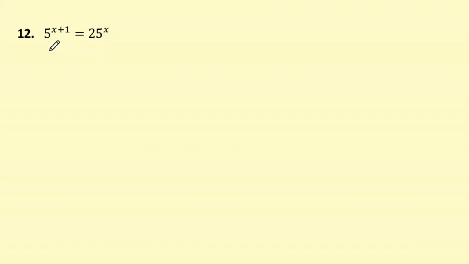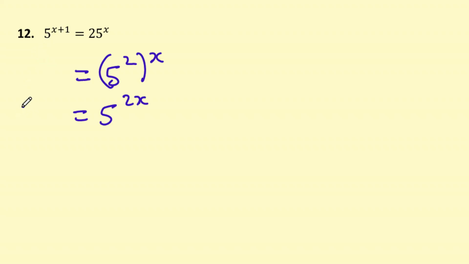Then in number 12, we have 5 to the x plus 1 equals 25 to the x. We want the basis to be the same. So we're going to rewrite the right-hand side using prime factors. We know that 25 is 5 squared. Now we have brackets, so we can multiply the powers. So 2 times x is 2x. So we have 5 to the x plus 1 equals 5 to the 2x.